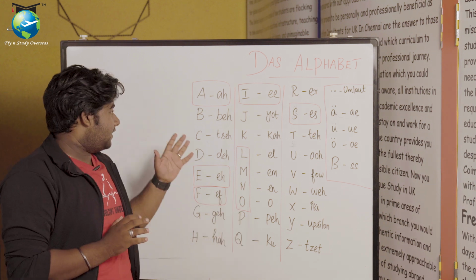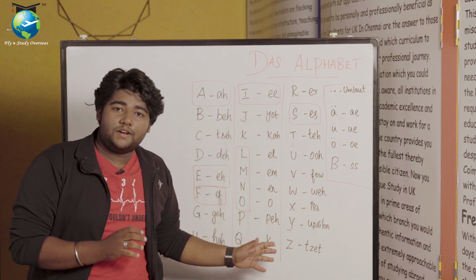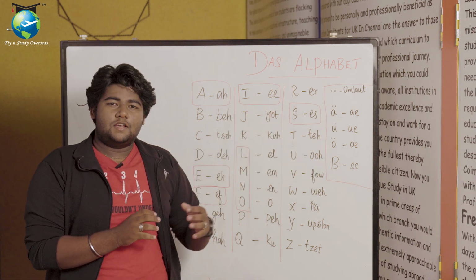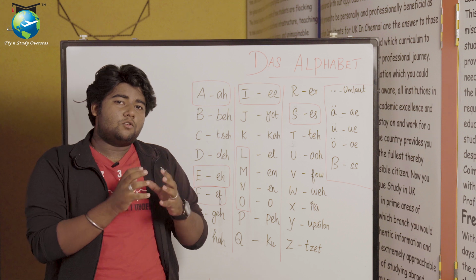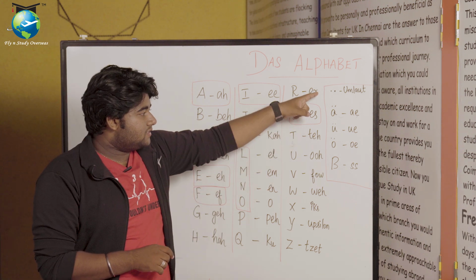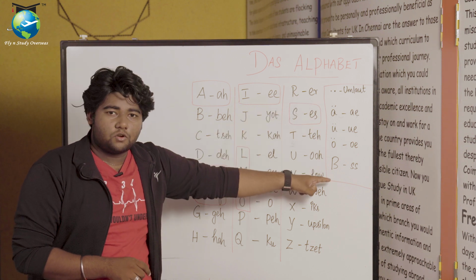Till now, we have seen the pronunciations of these 26 alphabets, and now we are going to move to the additional characters. As I told you before, there are totally how many additional characters? 4 additional characters. These are the 4 additional characters I was talking about.